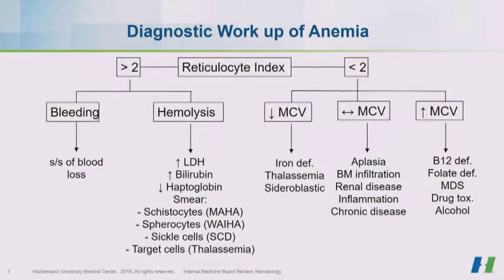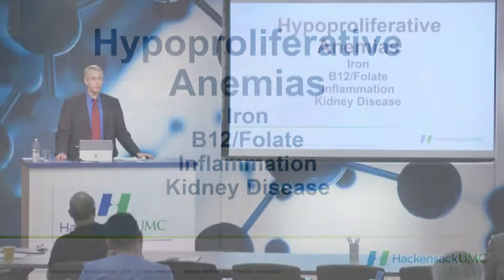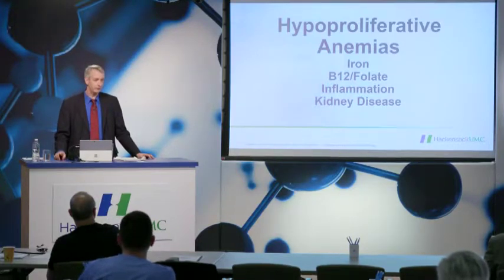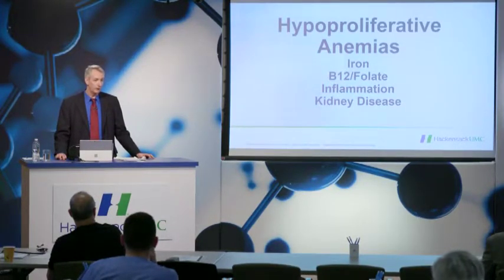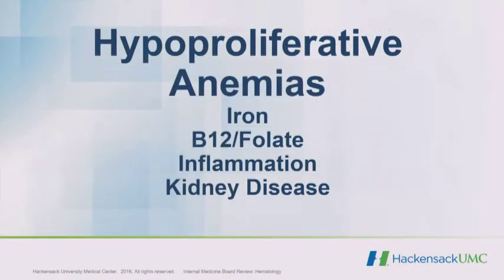On the overproduction side, besides blood loss, which I will not obviously go into, it's not a hematology problem really, you have the big group of hemolytic anemias, which I will address separately a little bit later. So let me start with the hypoproliferative anemias. The most important ones to memorize are iron deficiency, B12 and folate deficiency, anemia of inflammation, or chronic disease as it used to be called, and anemia in association with kidney disease.